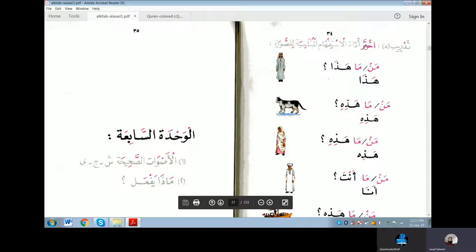Tadribul Khamis. Ikhtar means choose. First tell me what is this? Page 42. This is 3 and this is 4, so this is 34. So you read from left to right when it comes to the numbers? Yes. Okay, I need to remember that.